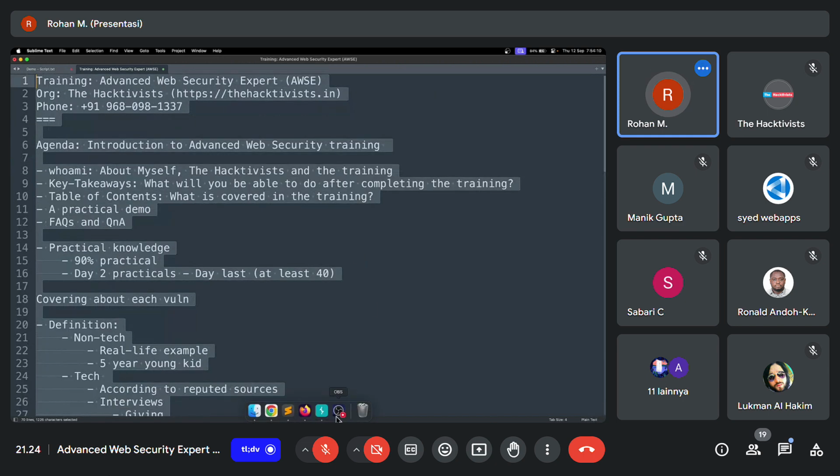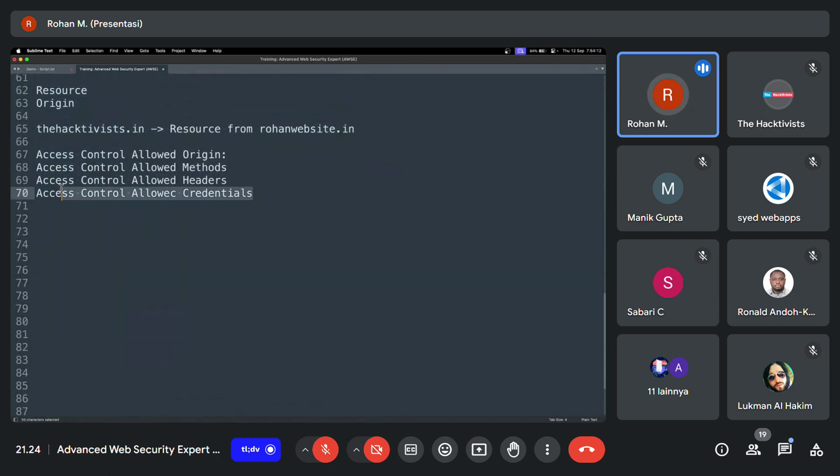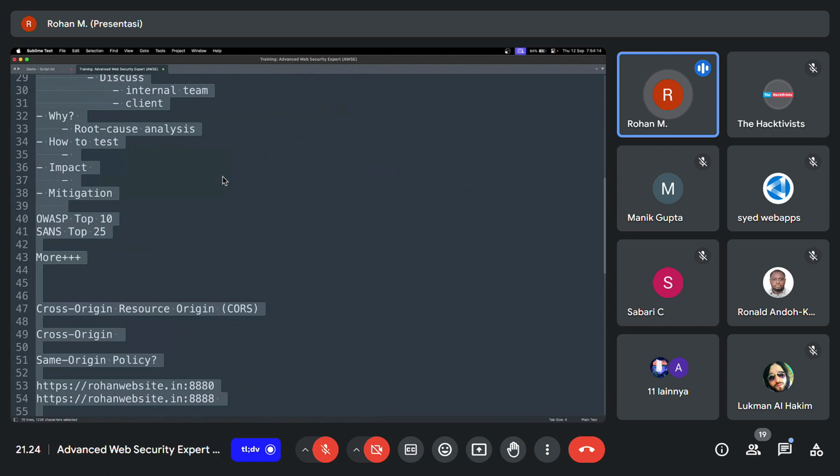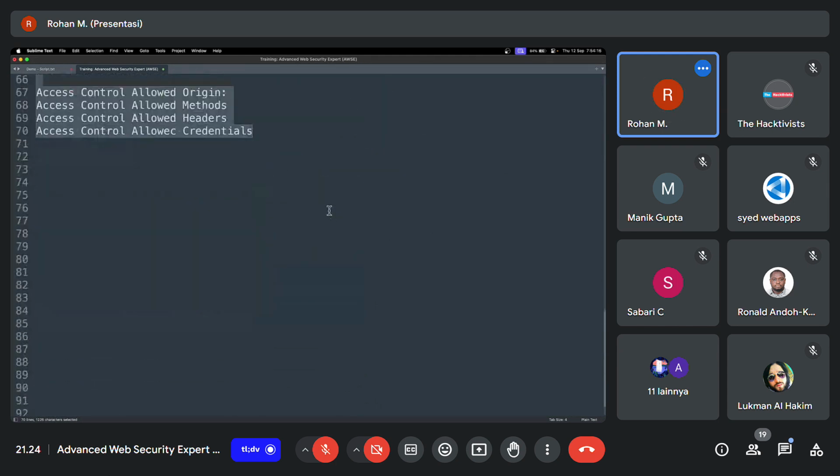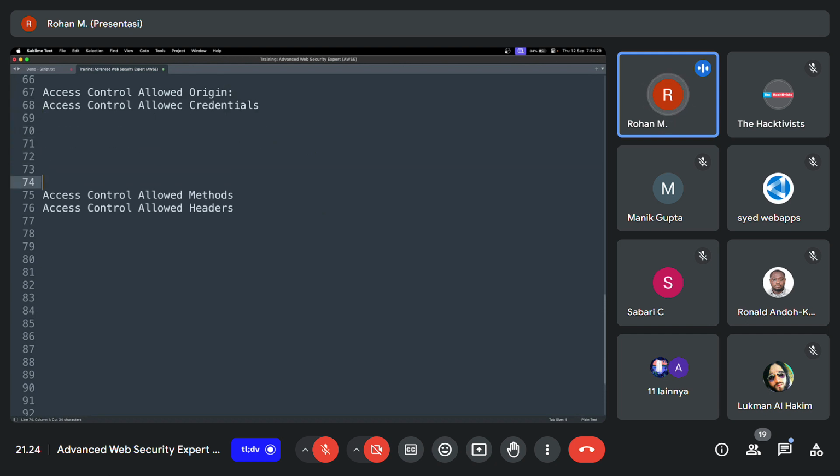At the moment, pay attention only to credentials and origin. The other ones that you have, you may ignore them for a moment. For now, pay attention only to these two. I will be getting to the other couple of them in some time. Access control allow origin and access control allow credentials.